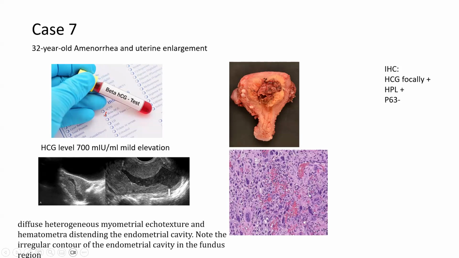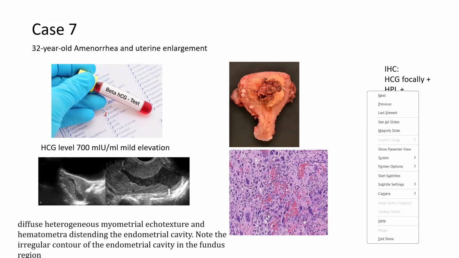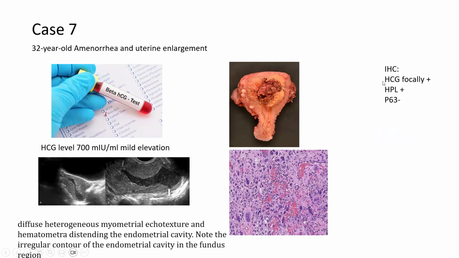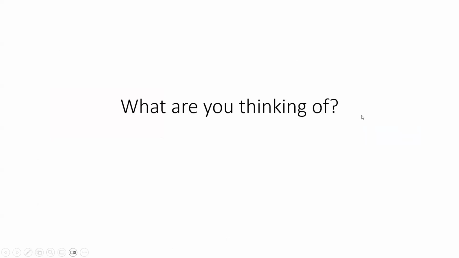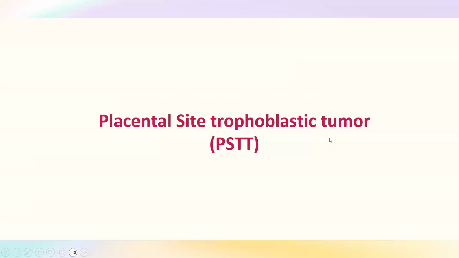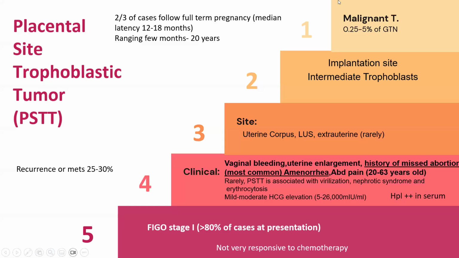As you can see, we have a diffuse infiltrating tumor with atypia. We did immunohistochemistry for her: HCG was focally positive, excluding a choriocarcinoma, and P63 was negative, excluding an epithelioid trophoblastic tumor, and HPL was positive, making us suspect more the placenta-site trophoblastic tumor. So what's the placenta-site trophoblastic tumor?